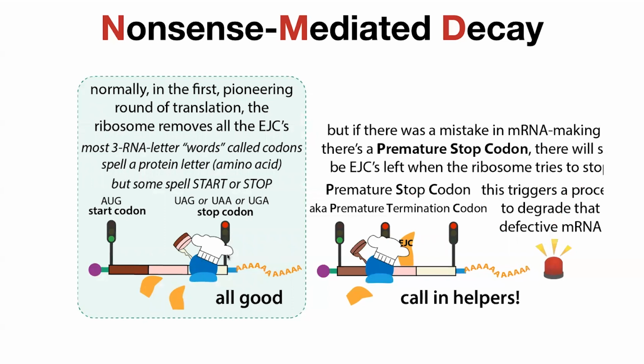But what happens if it reaches a stop codon before the real stop? What if it reaches a stop codon before the last exon? There's going to be an exon junction complex there. And if there's an exon junction complex there, now it's going to interfere with the ribosome trying to talk to this machinery that's going to be helping terminate it. So when those release factors come in, they're going to actually be interacting with these proteins in the exon junction complex. And the exon junction complex is going to then help promote this nonsense-mediated decay pathway.